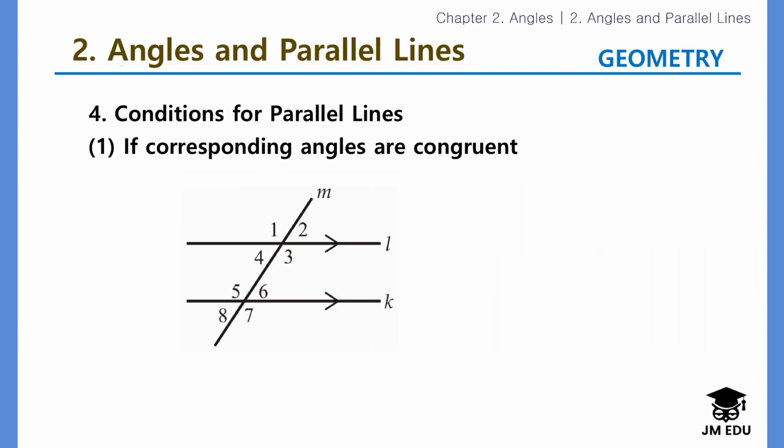Number 1, conditions for parallel lines. Let's say we have two lines L and K and a transversal M right here. We don't know if these two lines are parallel yet, but if corresponding angles are congruent, then we can conclude that these two lines are parallel.